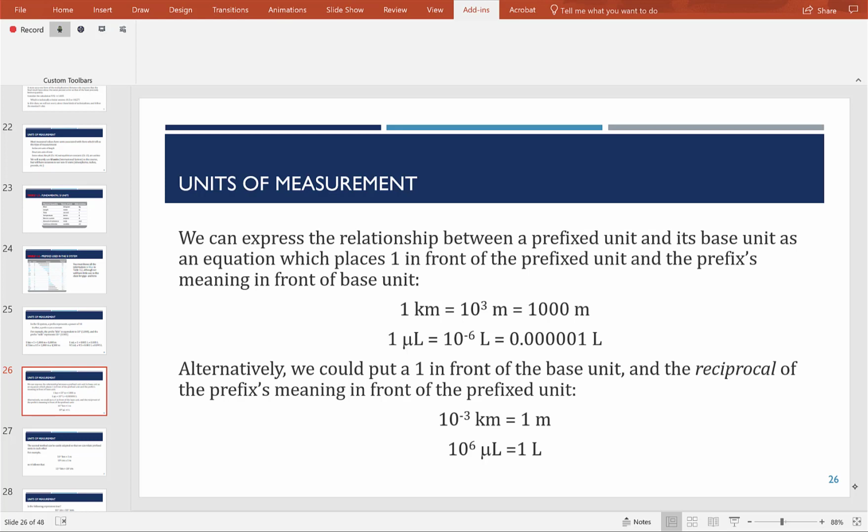So if we want to write it with a 1 on the opposite side, 1 not in front of the prefix, but 1 in front of the base unit, we simply put the reciprocal of the power of 10. So kilo's reciprocal, kilo is 10 to the positive 3, so you put 10 to the negative 3 in front of it. Microliter, well, micro is 10 to the minus 6, so its reciprocal goes in front, 10 to the positive 6. And, of course, 10 to the positive 6 times 10 to the negative 6, we add the exponents. 6 plus negative 6 is 10 to the 0, which is 1.